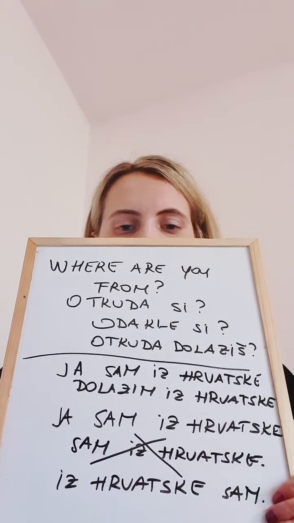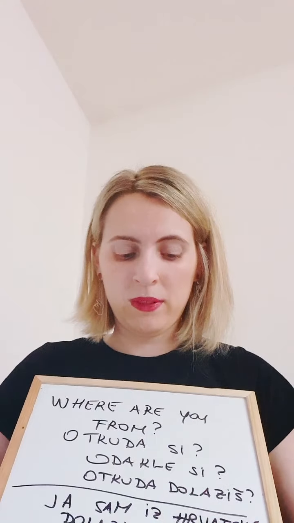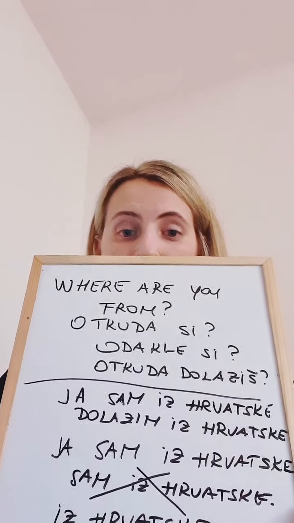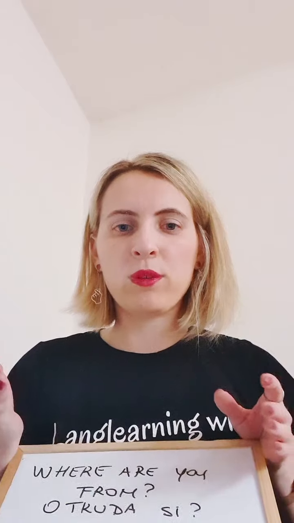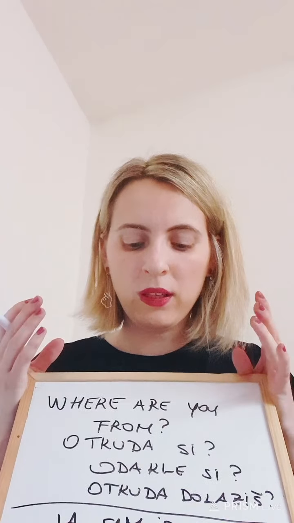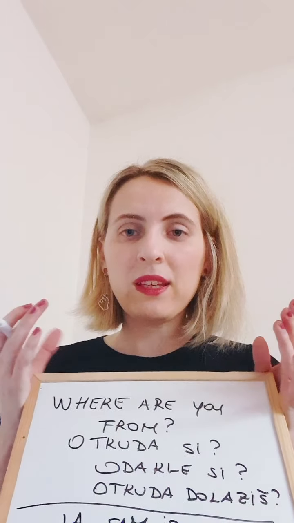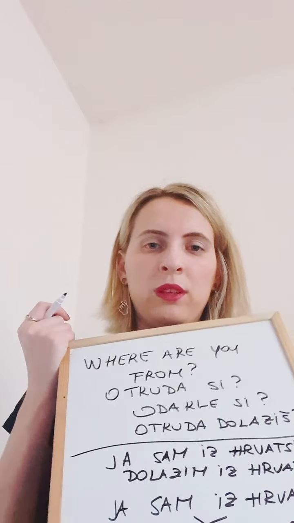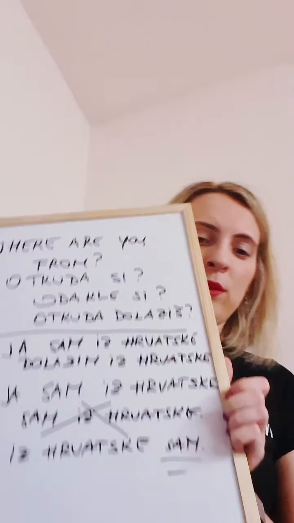But you can omit ja and you can say iz Hrvatske sam, because you are starting with the preposition iz. Otkuda si? Iz Hrvatske sam. And it is correct, because you can also start with a preposition in this case. So you can say I'm at work, ja sam na poslu, or na poslu sam. But you just can't use the verb to be to start a sentence. So sam iz Hrvatske is incorrect, but you can say iz Hrvatske sam, because the verb to be is now in the last place. This is a good example of this rule. It can kind of be hard, but you just need to know what you are doing.